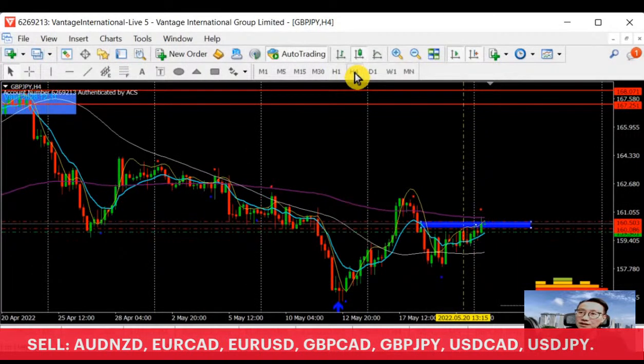H4. If this is the end of the retracement, then it will still go all the way back down. Wow, this is going to be very big. Pound Yen is going to have a very big movement here.